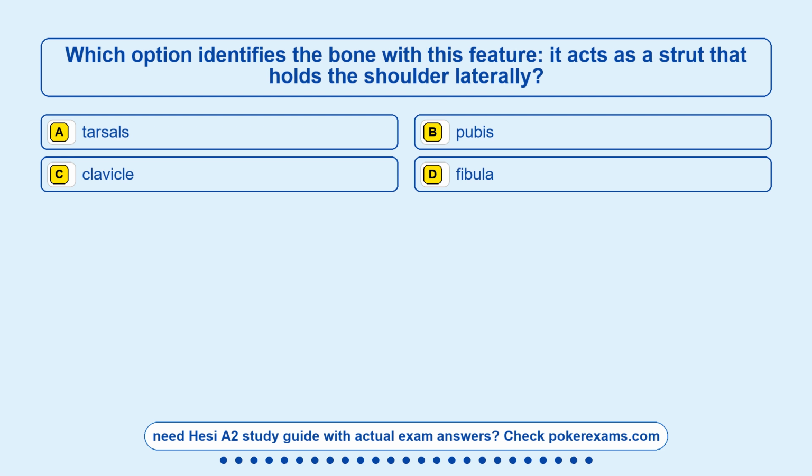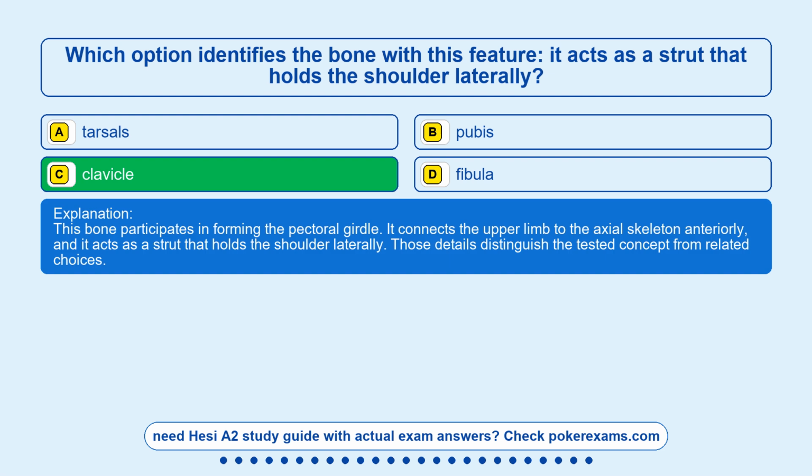Question 15. Which option identifies the bone with this feature? It acts as a strut that holds the shoulder laterally. Option A, tarsals. Option B, pubis. Option C, clavicle. Option D, fibula. The correct answer is option C, clavicle. This bone participates in forming the pectoral girdle. It connects the upper limb to the axial skeleton anteriorly, and it acts as a strut that holds the shoulder laterally. Those details distinguish the tested concept from related choices.